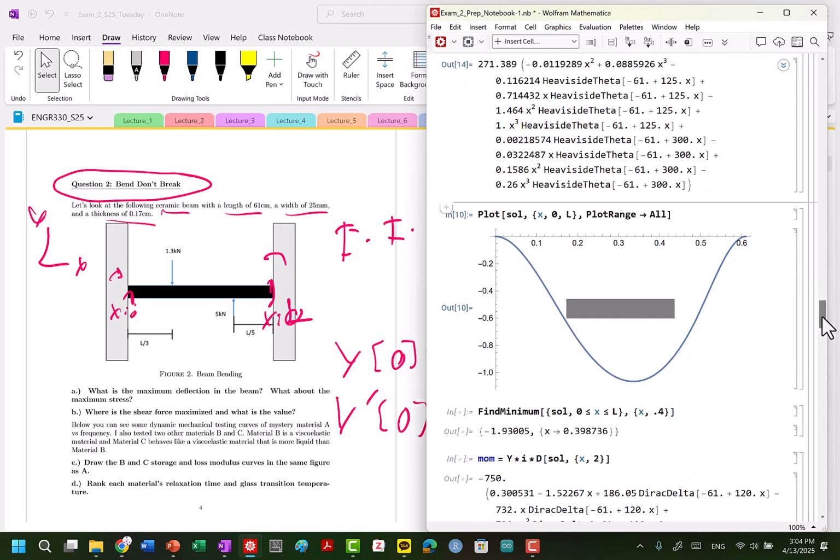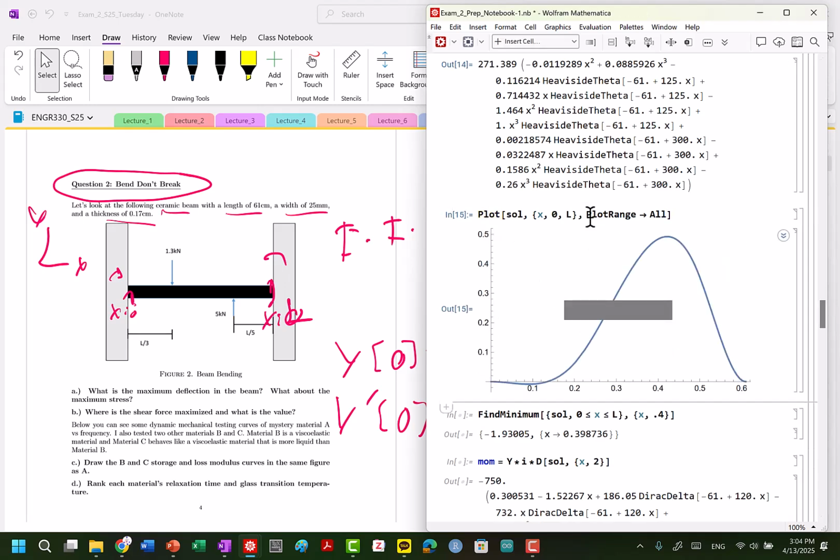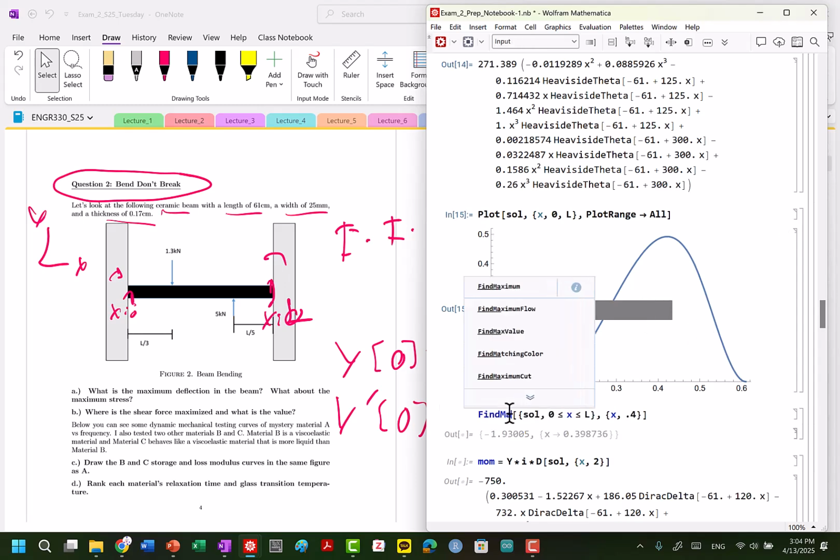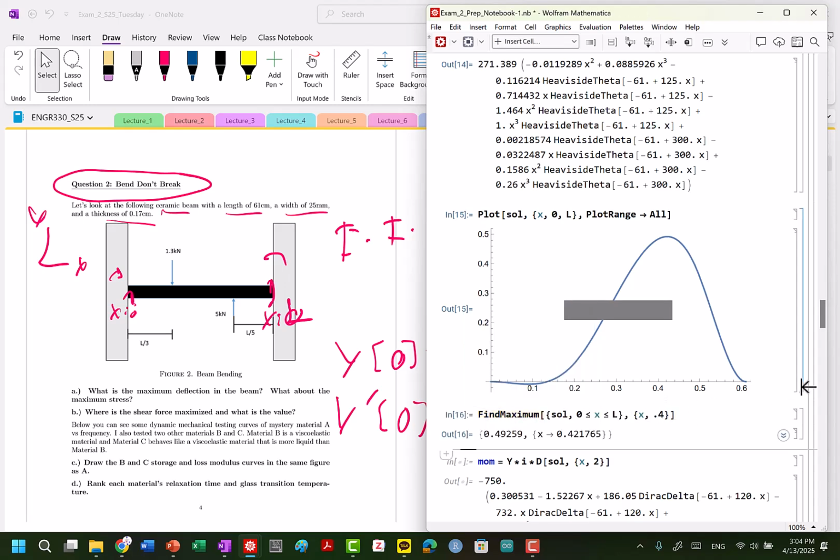So now let's put this in here. Now let's go over here. That looks much better. Trying to push down, overwhelming force up, fantastic. If I want to find the maximum displacement, I need to find maximum and I want to search at 0.4. That looks so good. That's our maximum displacement.